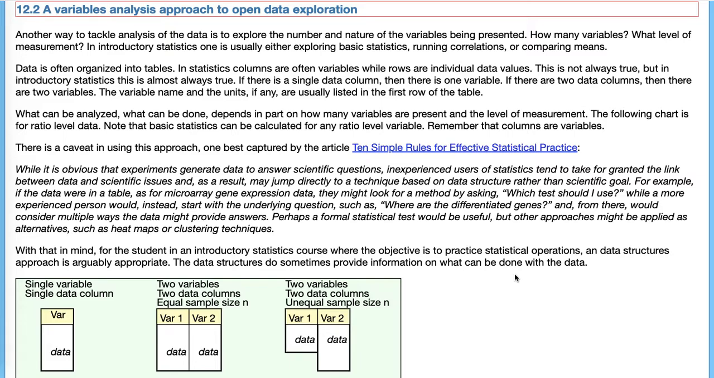In introductory statistics, one is either exploring basic statistics, running correlations, or comparing means. At a more advanced level, in a more advanced course, this approach might be deemed inappropriate. But the reality is, at the beginning level, there's only certain things you can do with data, and how that data is laid out can tell you what you can do.